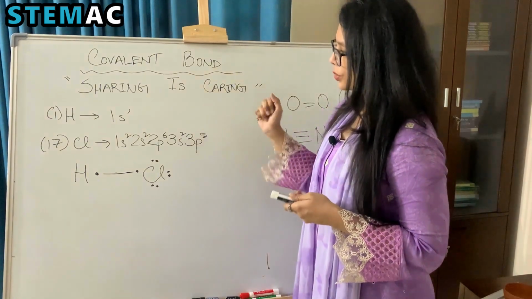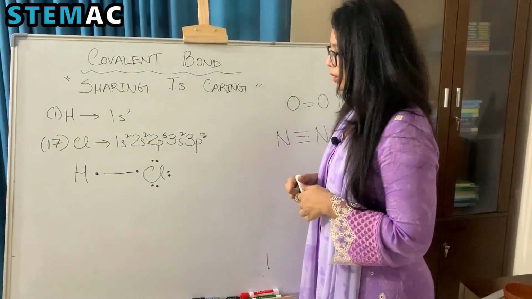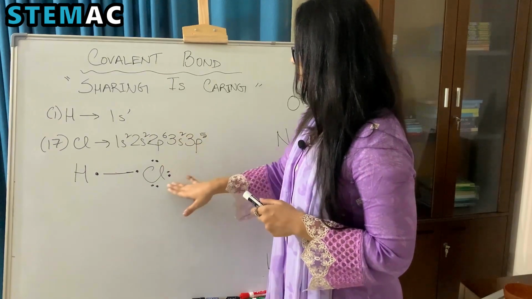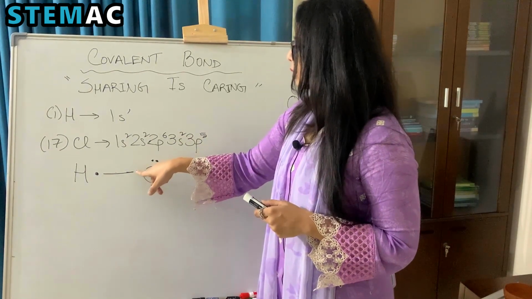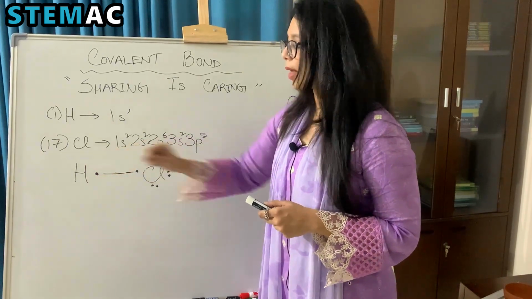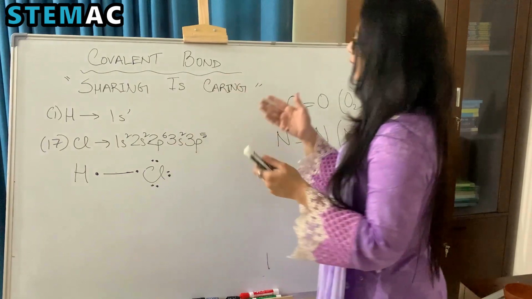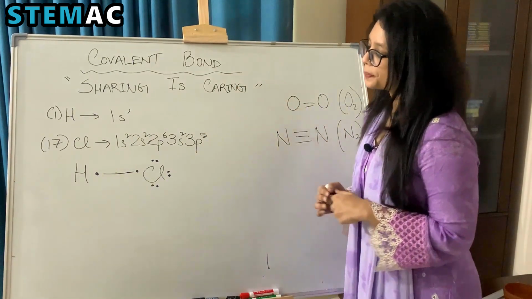So instead, they share their outermost shell electrons. This is how the sharing takes place. These 7 electrons are present in pairs, and the one unpaired electron forms a covalent bond with the unpaired electron of hydrogen, and this is how sharing of the electron leads to the covalent bond formation.